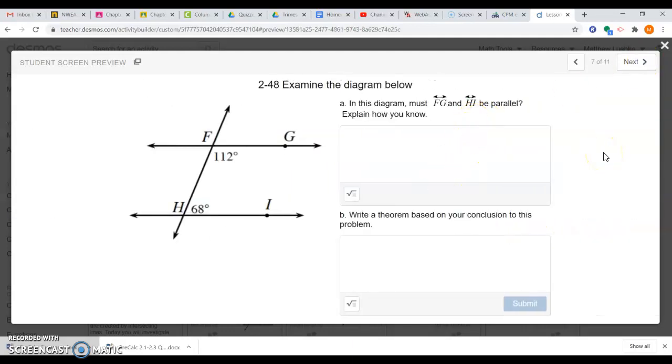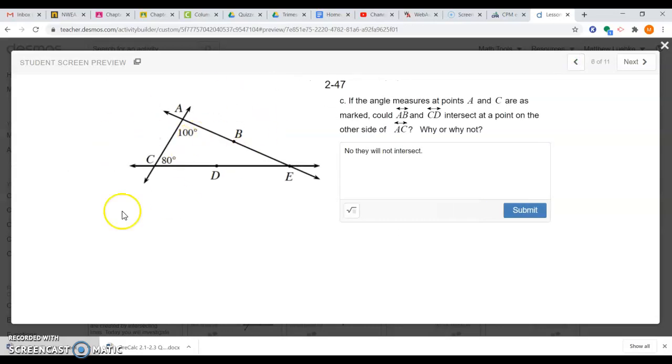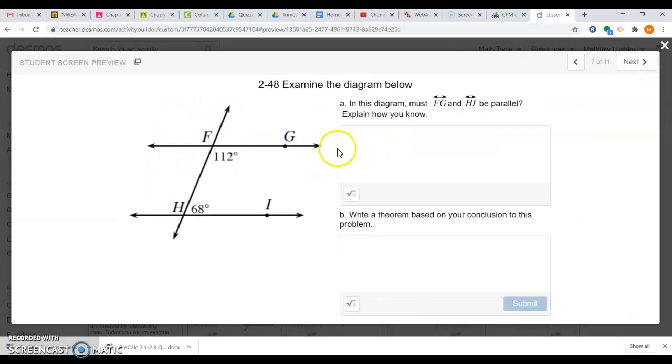Now, we're going to use this idea that if these equal 180 degrees, we shouldn't see these intersections, because we shouldn't be able to form a triangle if all 180 degrees are taken up in this same side interior relationship. And so we're going to use that idea here. It says, in this diagram, must FG and HI be parallel? Well, do they add up to 180 degrees? If they do, then yes, they must be parallel, because there are no more degrees for them to intersect. There is no possible way that these two lines will intersect if they add up to 180 degrees here.